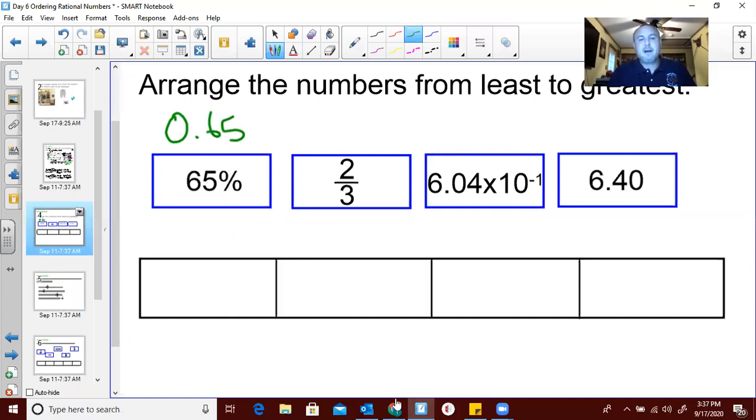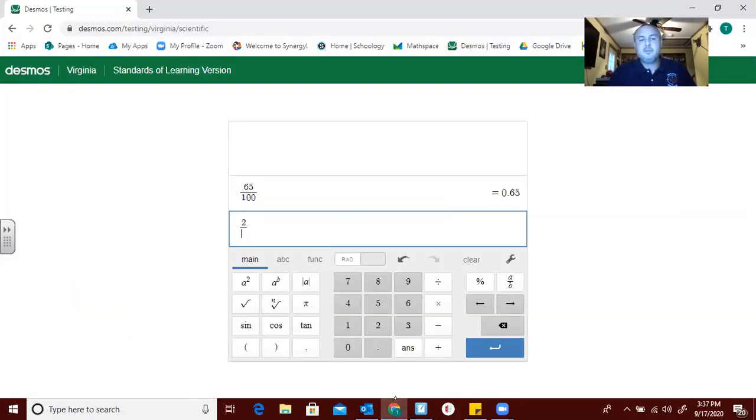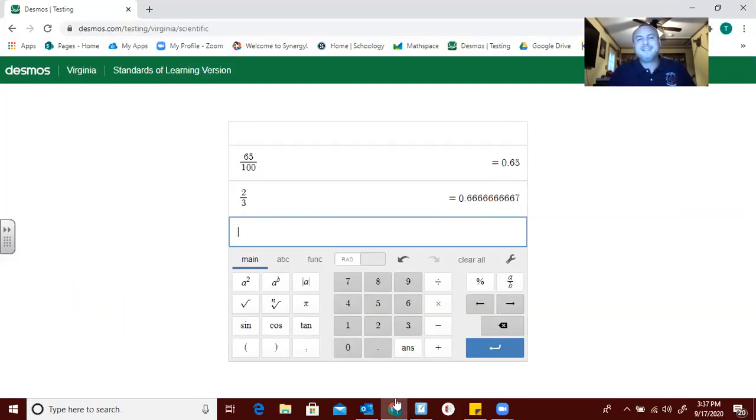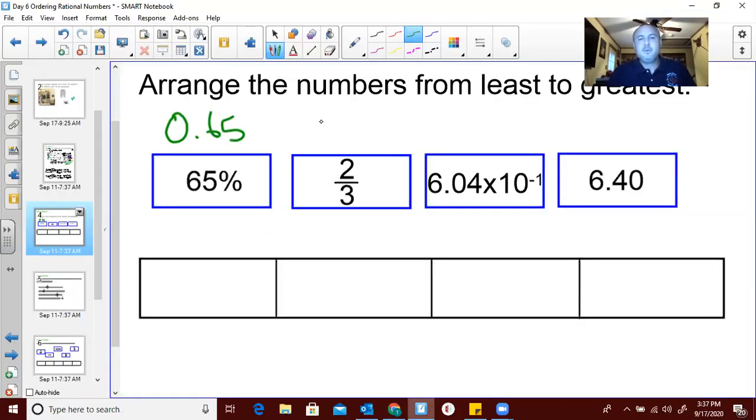2/3, again, pop that bad boy into Desmos. 2 divided by 3, 0.66666666, and it just keeps on going. So that's 0.6. I'm going to round it right here. Again, just to remind everybody about rounding. If this keeps going, but I want to round it here, I look to the right. If that number's 5 or bigger, then I'm going to add 1 right here. If it's 4 or less, then I'm just going to keep it the same. So that's why that changes to a 7. Let me rewrite that.